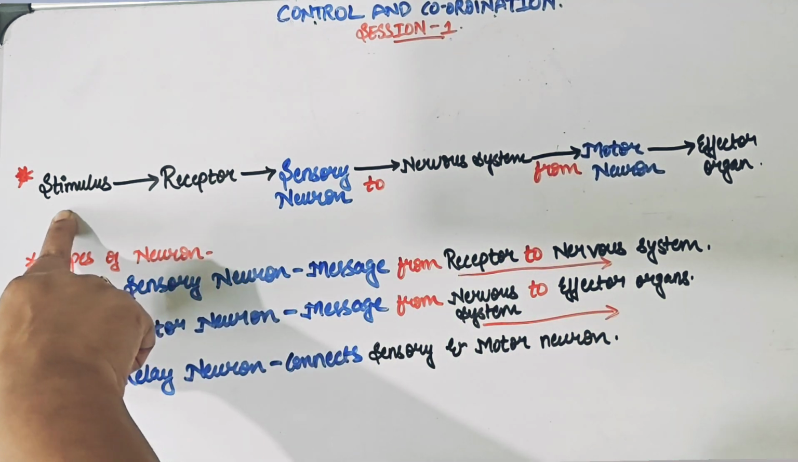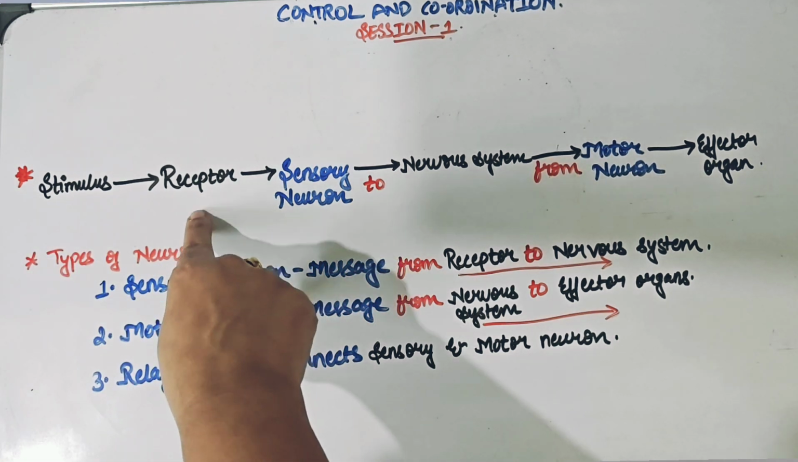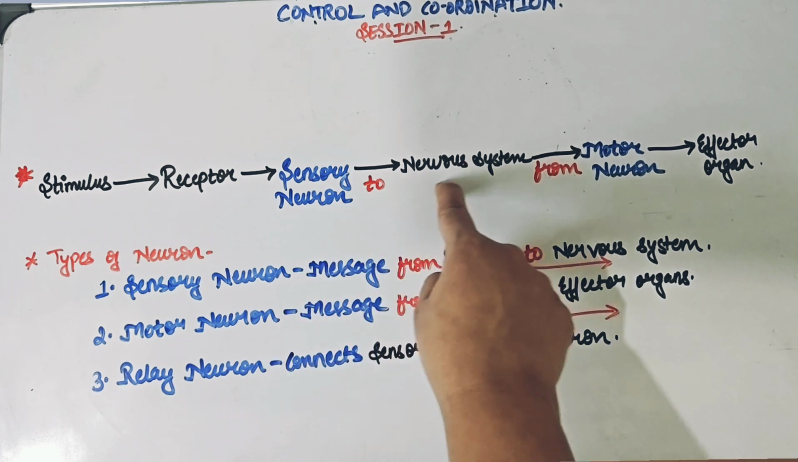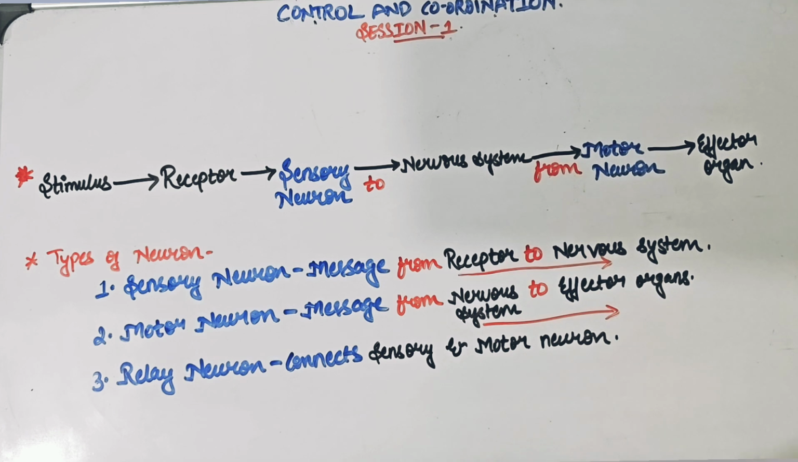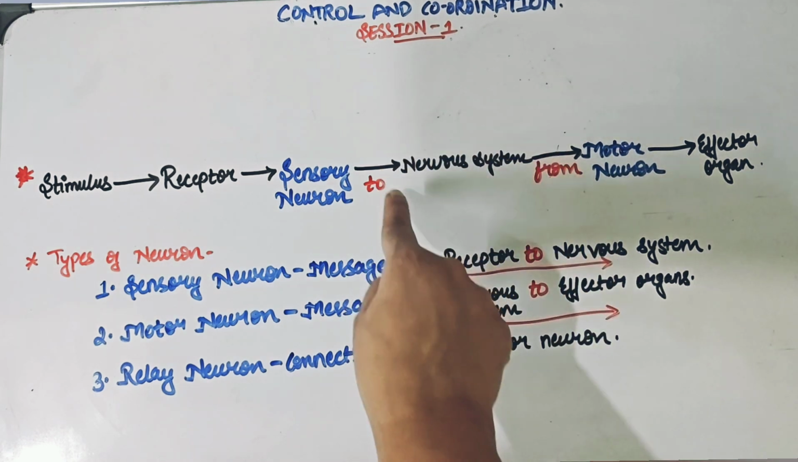So the stimulus picked up by the receptor, whatever message the stimulus is carrying, is sent via the sensory neuron to our nervous system. So what is our nervous system now going to do? It is going to basically analyze the stimulus. What is the stimulus basically? What action is supposed to be taken? All that processing would be done by your nervous system.